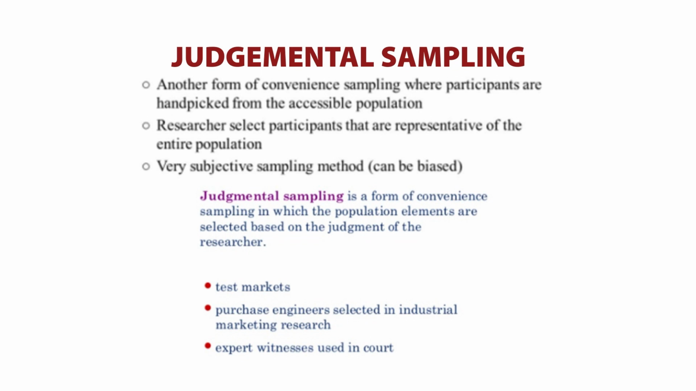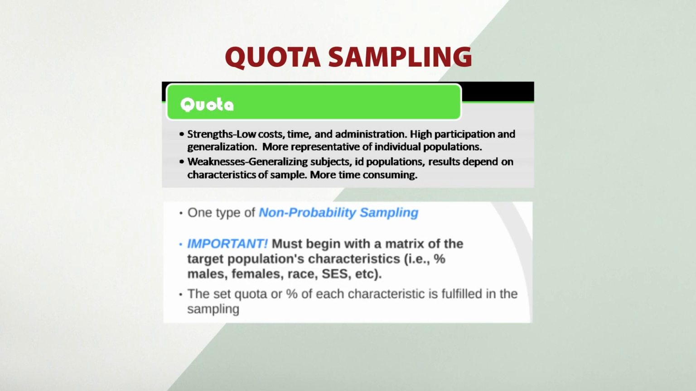So test markets, purchase engineers selected in industrial market research, and expert witnesses used in court are considered judgmental sampling. Then you have quota sampling. Quota sampling has certain strengths and weaknesses. It is low cost, with low time and administration involved, high participation and generalization, which is very true, and more representative of the individual population. The example I have quoted is choosing teenagers in the bracket of 15 to 18 years. As for weaknesses, there is generalizing subjects, ID, population, results depend on characteristics of the sample, and it is more time consuming.